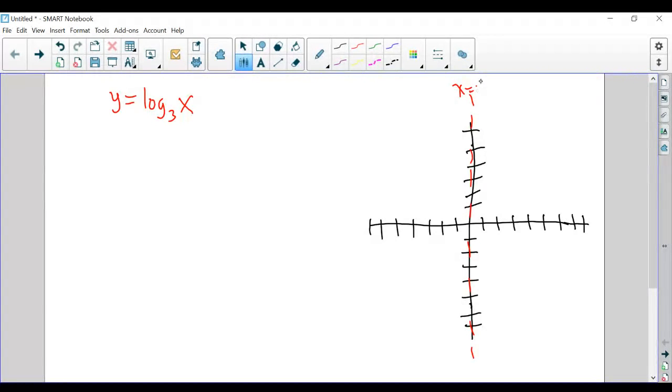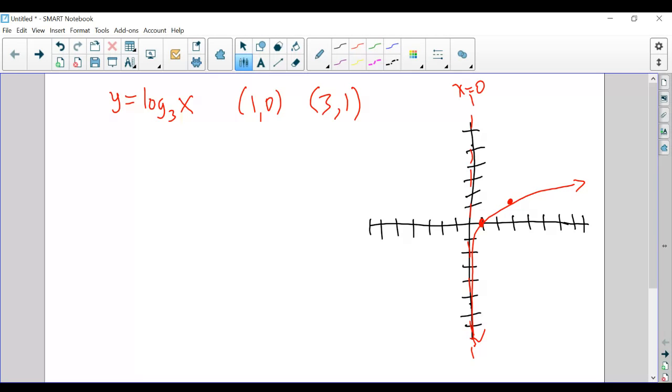So x equals 0. Then, if we remember our basic properties of logs, when you substitute in 1, you get 0. So (1, 0) is another point that we're going to transform. And then if we take our base and substitute that in, we're going to get 1 for our answer. So (3, 1) is another point. And if we draw it in, it'll look something like that. So there's our parent function.